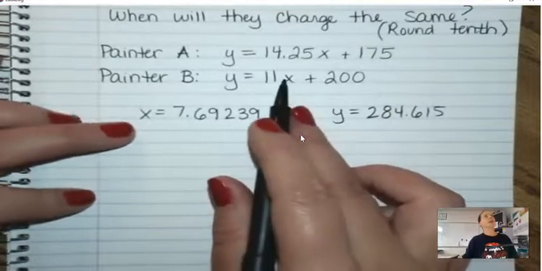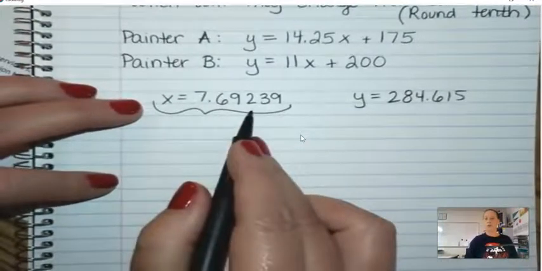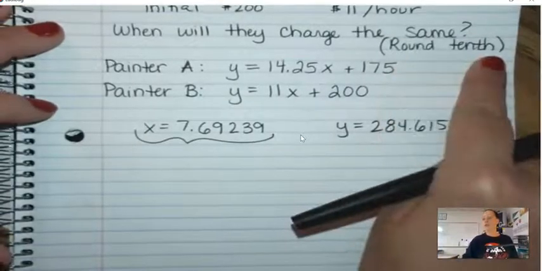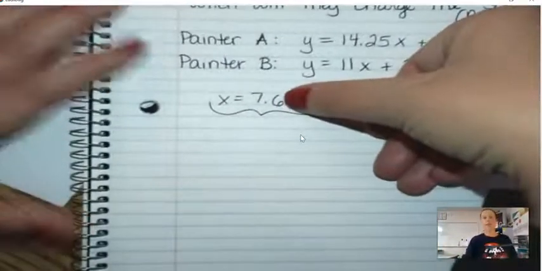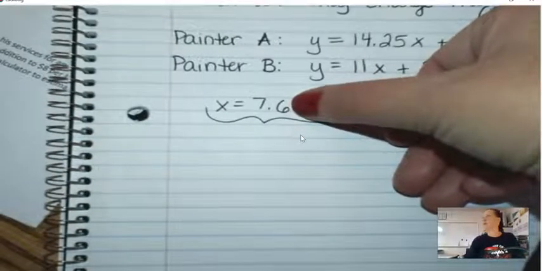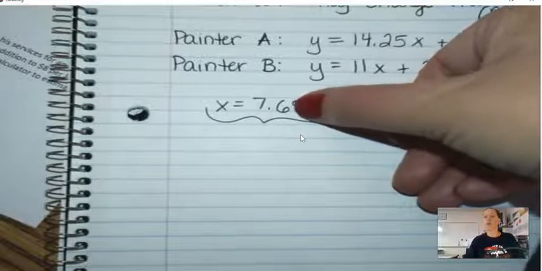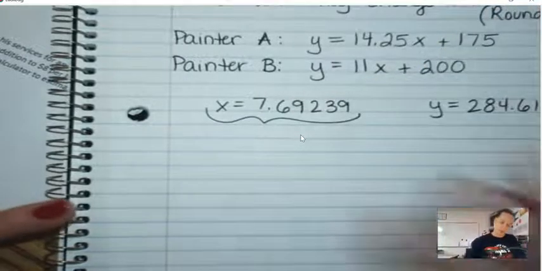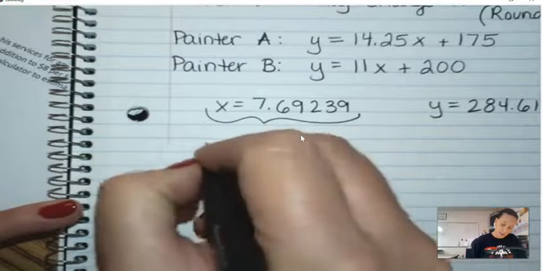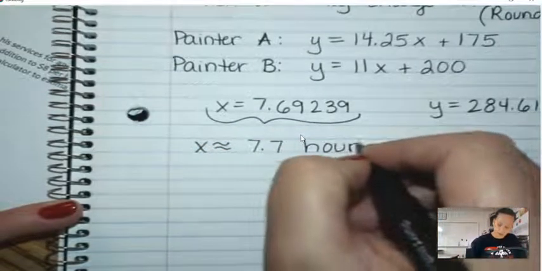So I'm asking what amount of hours, so I'm asking for this number. Remember, I'm rounding to the nearest tenth, and tenth is 1 decimal spot. So my answer is either going to be 7.6 or 7.7. To figure out if I stay at 6 or round up, you look next door. Next door is a 9, so that does mean I move up. So they're going to be the same at x is approximately 7.7 hours.